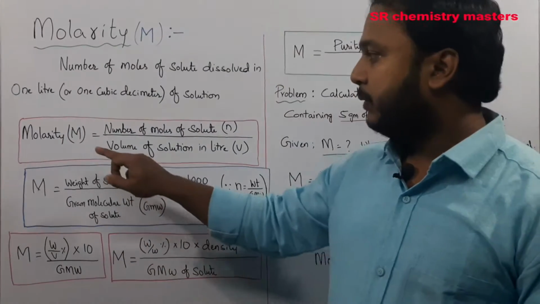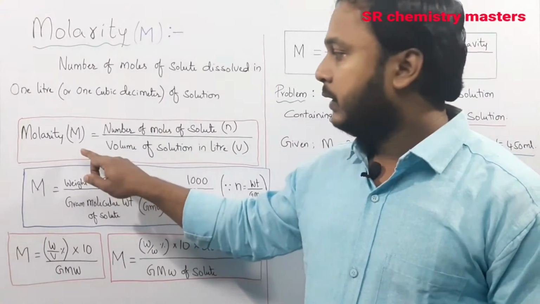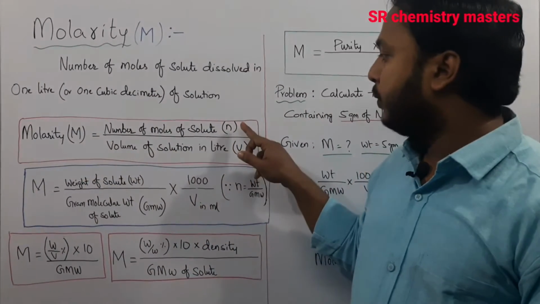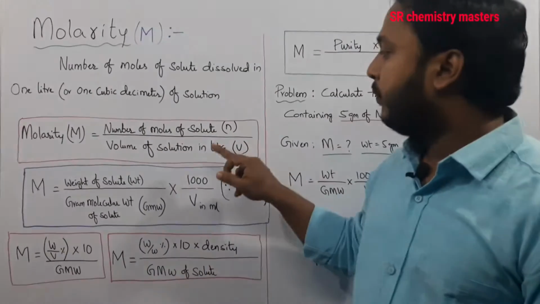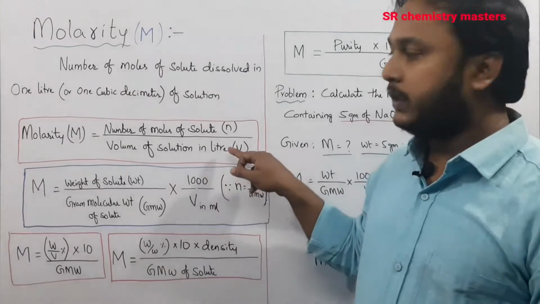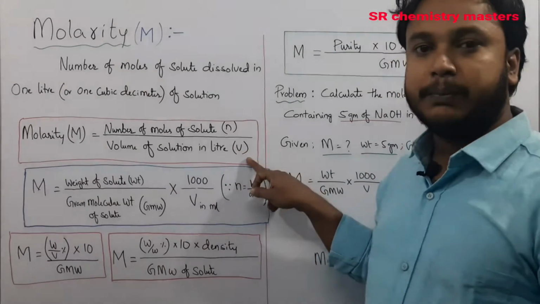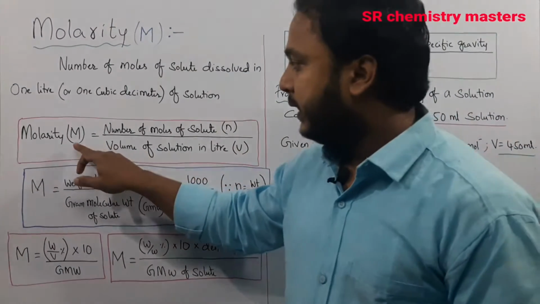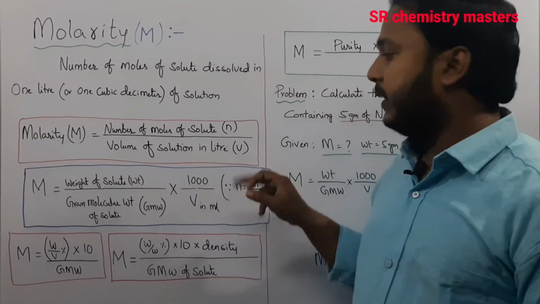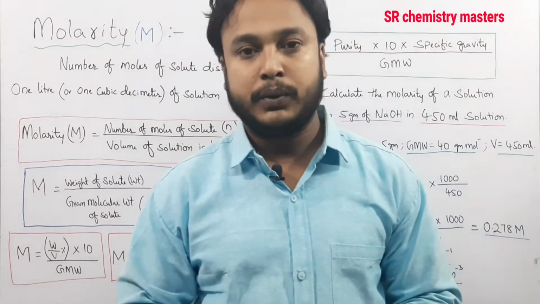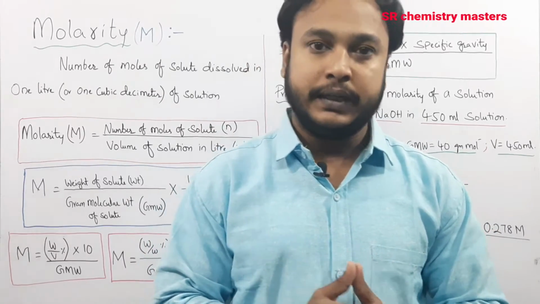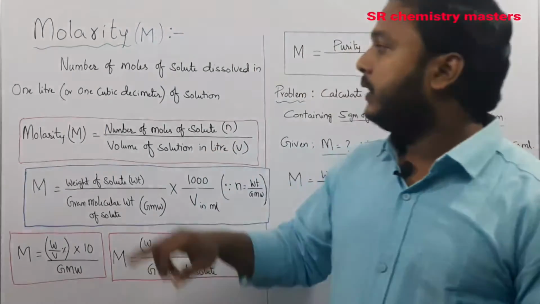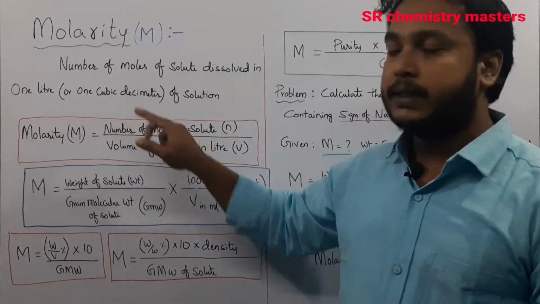Remember, molarity can be found out by using the formula: molarity is equal to number of moles of solute, represented by N, divided by volume of the solution in liters, represented by V. Or simply, molarity M is equal to N by V. Here N is the number of moles, V is the volume of the solution in terms of liters, or you can take it in terms of 1 cubic decimeter.